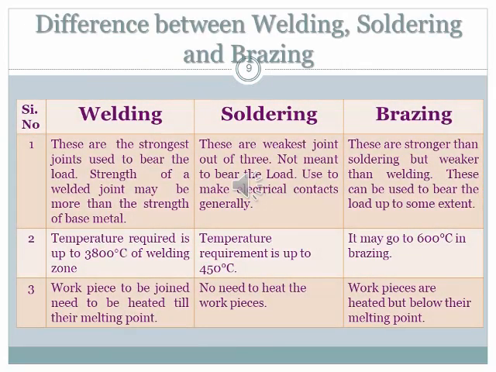So these are some of the differences between welding, soldering and brazing. First one, welding is the strongest joint and it is used to bear heavy load. Of all the joints, welding is the strongest. The strength of a welded joint may be more than the strength of the base metal also in certain cases. Whereas soldering is the weakest joint of all the three, that is welding, brazing and soldering. Soldering is the weakest.